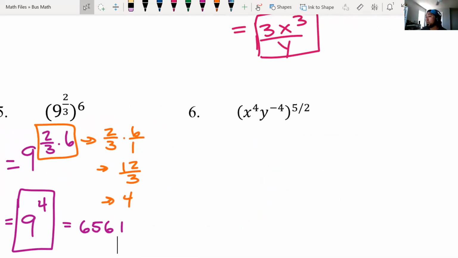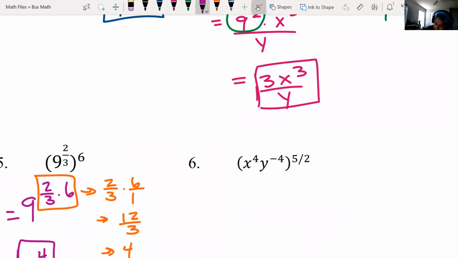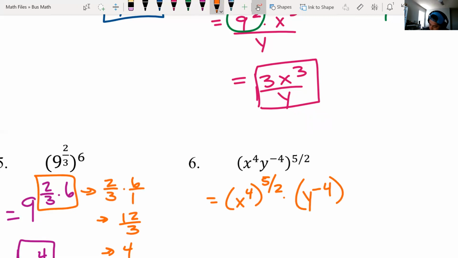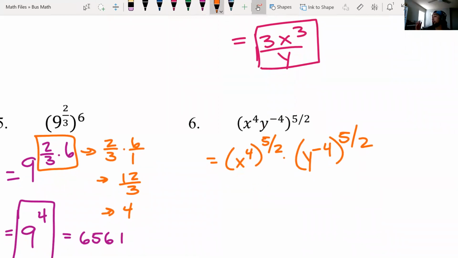6. x to the 4th times y to the negative 4th, raised to the 5 halves. This is product to power. So we're going to raise each one separately to the 5 halves. So here we'll get x to the 4th raised to the 5 halves times y to the negative 4 raised to the 5 halves. And now you have power to a power on both of them. So you'll multiply the exponents.